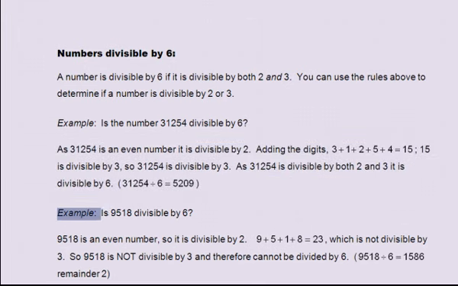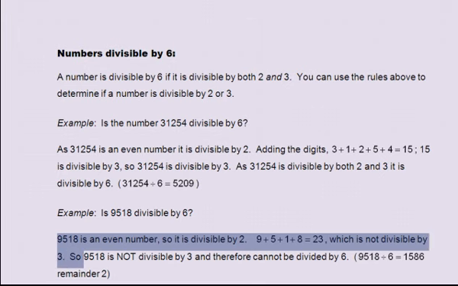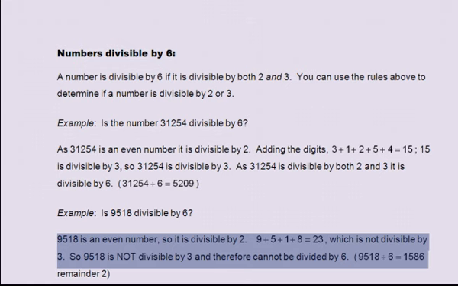Example: is 9,518 divisible by 6? 9,518 is an even number, so it is divisible by 2. 9 plus 5 plus 1 plus 8 equals 23, which is not divisible by 3. So 9,518 is not divisible by 3 and therefore cannot be divided by 6. 9,518 divided by 6 equals 1,586, remainder 2.